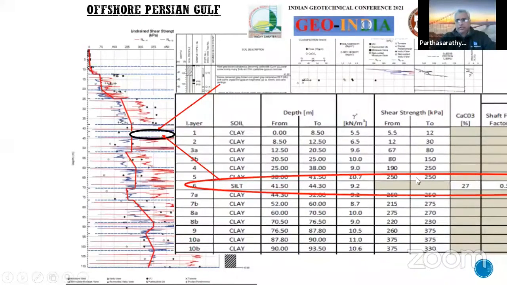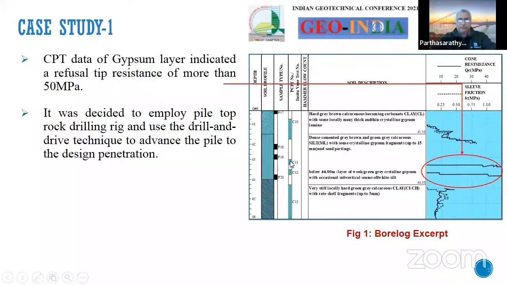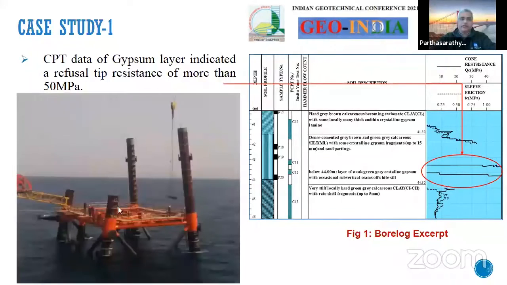When you actually look at the geotechnical data, the two CPTs at the left refused with more than 50 MPa, which indicated that there could be some thicker cemented layers, and the lateral variability from the borehole to the leg locations can also mean a thicker cemented layer. Thus it was decided to employ pile top drilling and use the drill-and-drive technique to advance the pile to the design penetration.